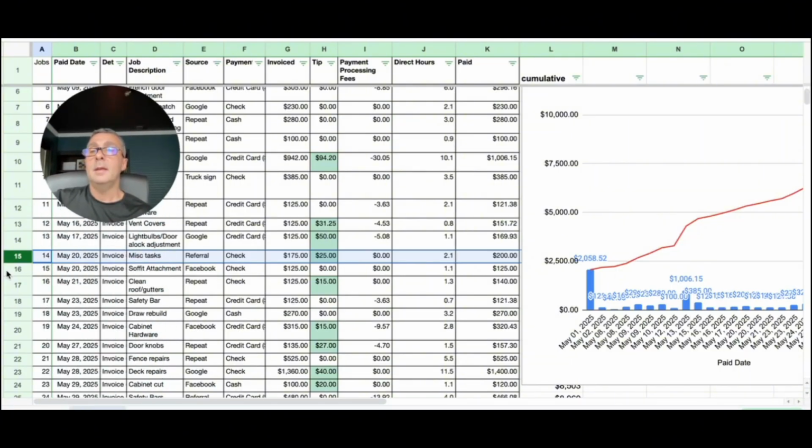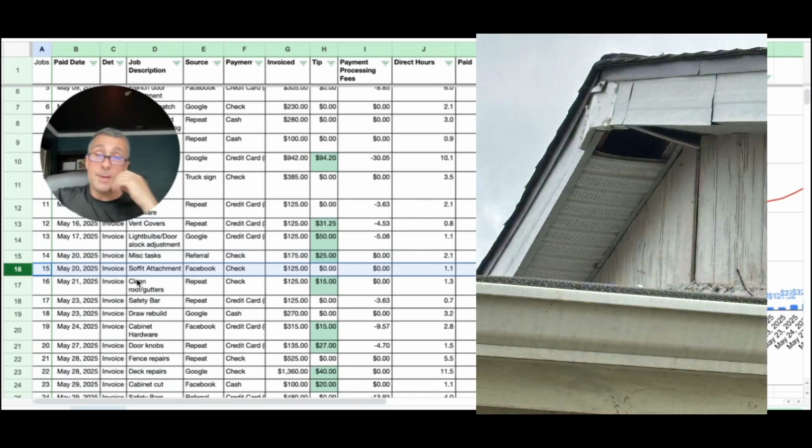Moving down the line to the next job, job 15, was just a soffit attachment. A person had found me on Facebook. They were a little bit of a ways from me, I want to say 25 minutes or so out in the country. And it was just one small piece of soffit that blew off in the wind. They wanted me to put it back up.